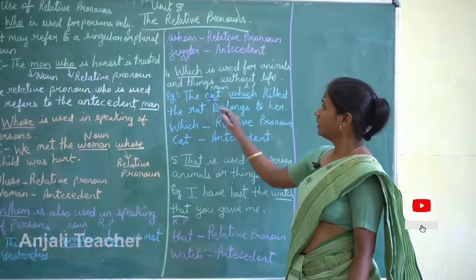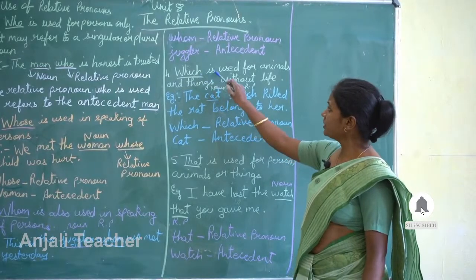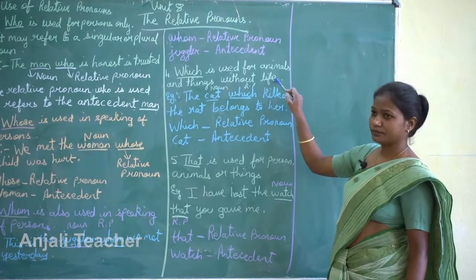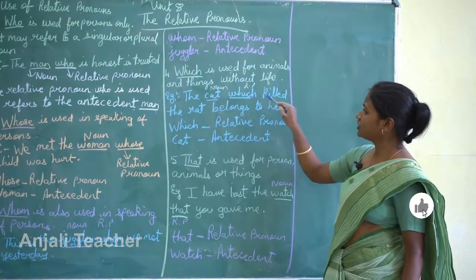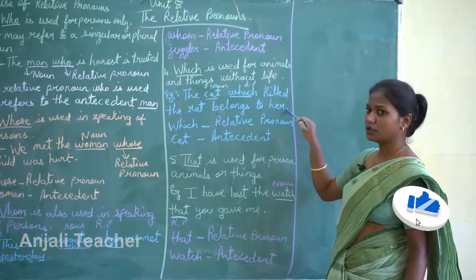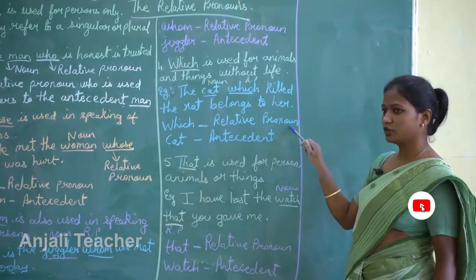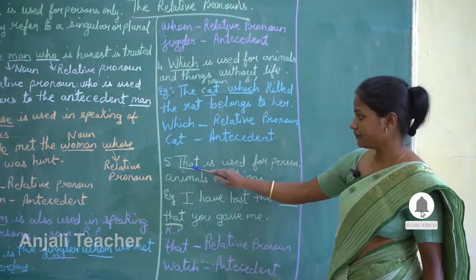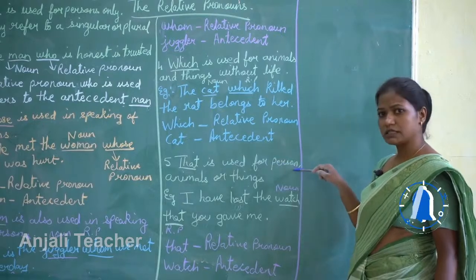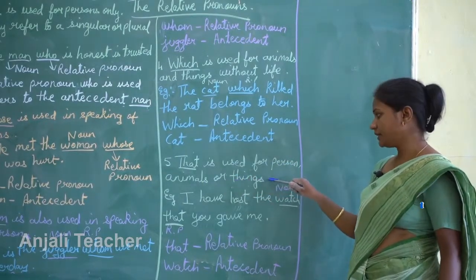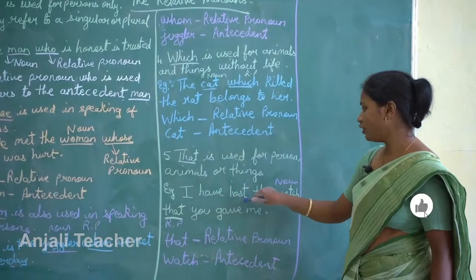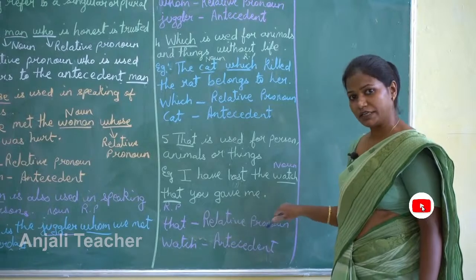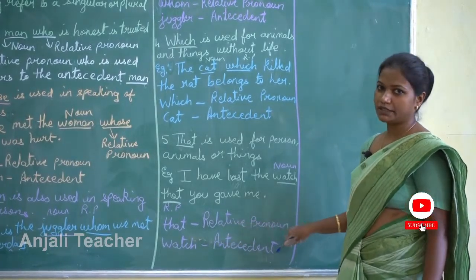Next one, the use of which. Which is used for animals and things without life. Example, the cat which killed the rat belongs to her. Here which is the relative pronoun and cat is the antecedent. The use of that. That is used for persons, animals or things. Example, I have lost the watch that you gave me. Here that is the relative pronoun and watch is the antecedent.